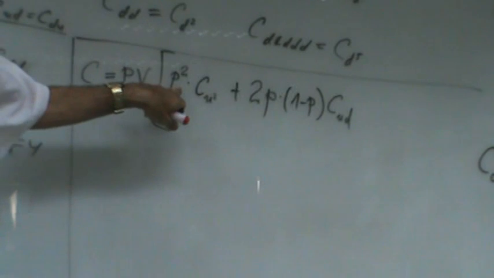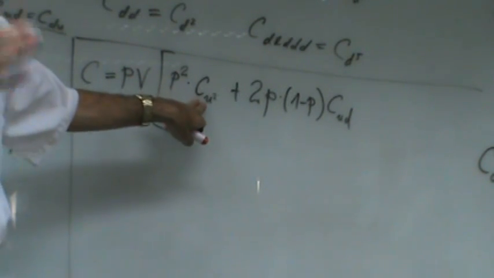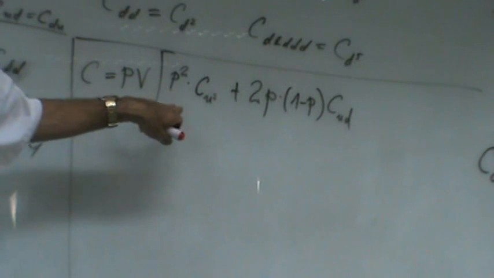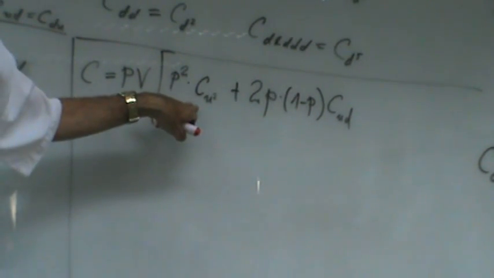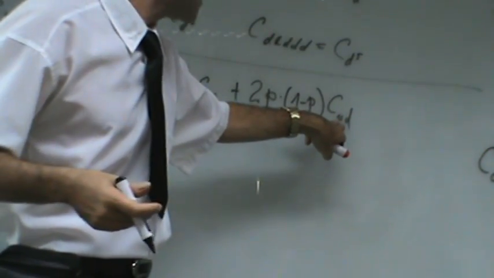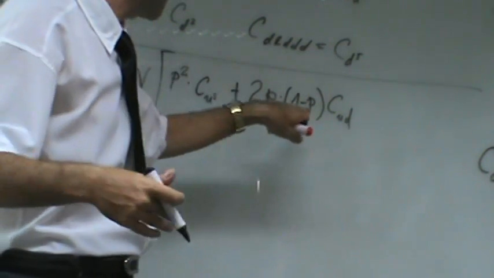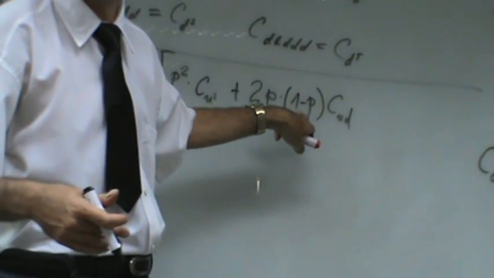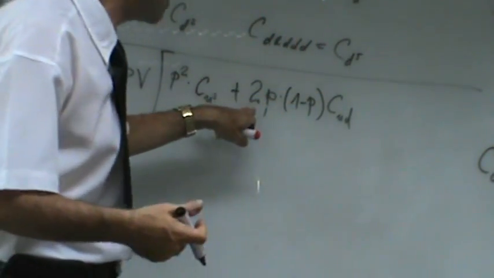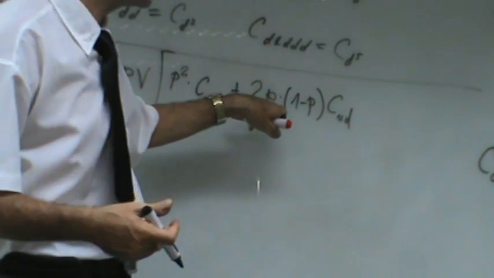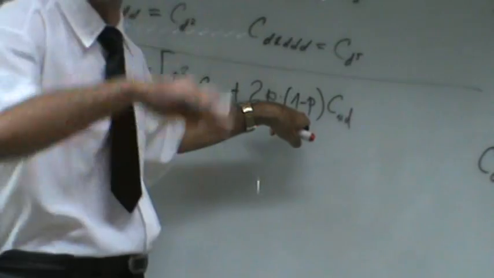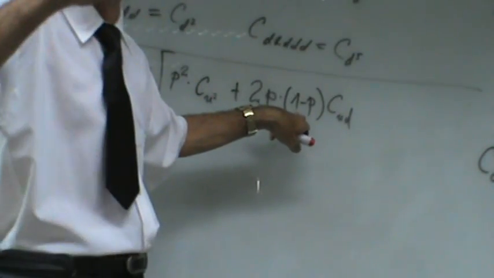So this is the probability of going up and up. The probability of going up is p. The probability of going up and up is p squared. The probability of going up and down is p(1 minus p). But you can also go down and up, so it becomes 2 times p(1 minus p). Up, down, and the other one is down, up.